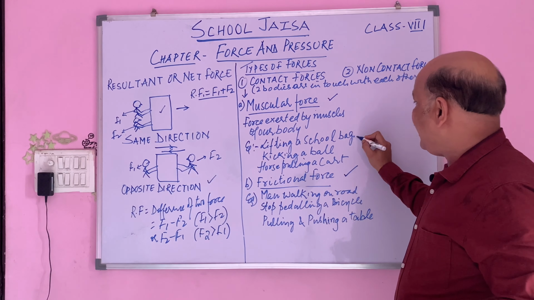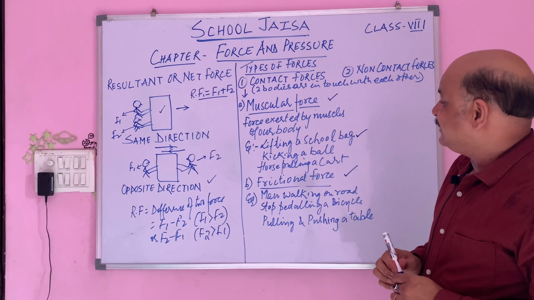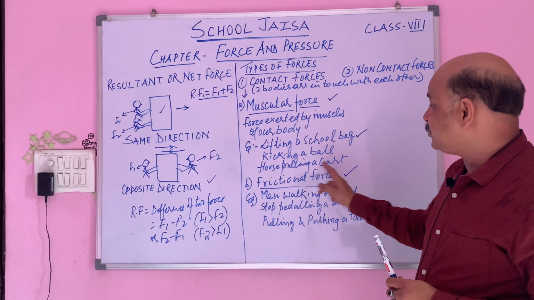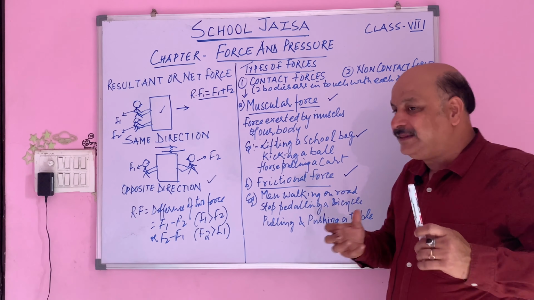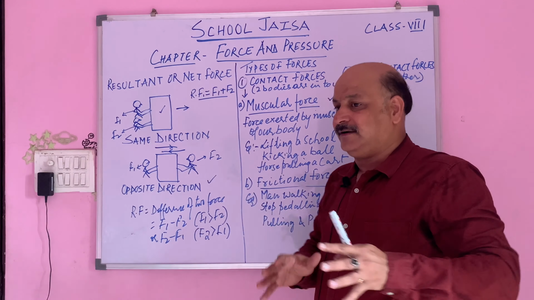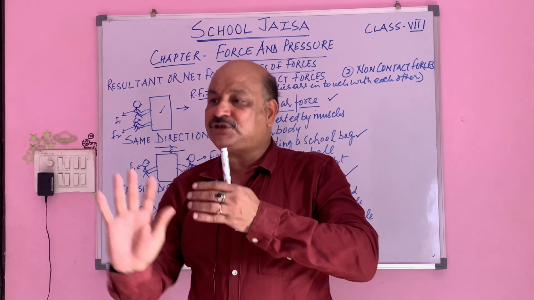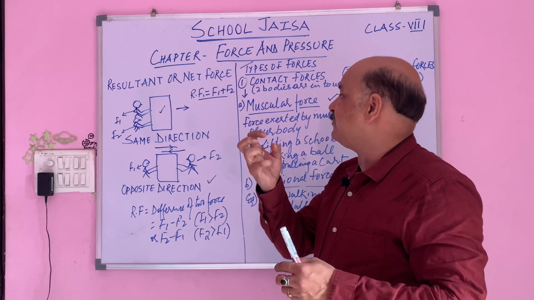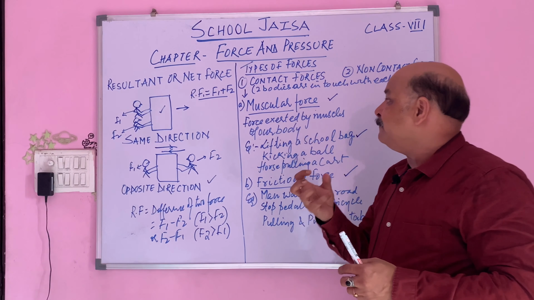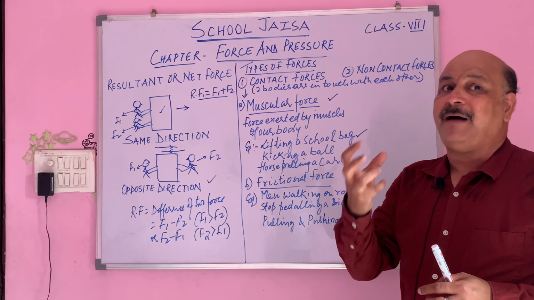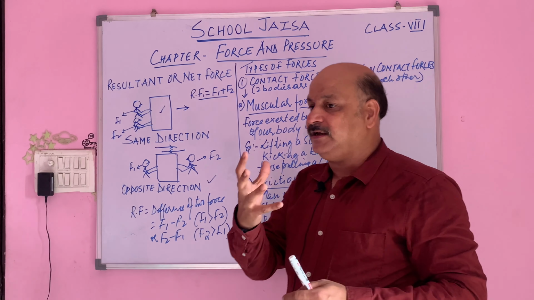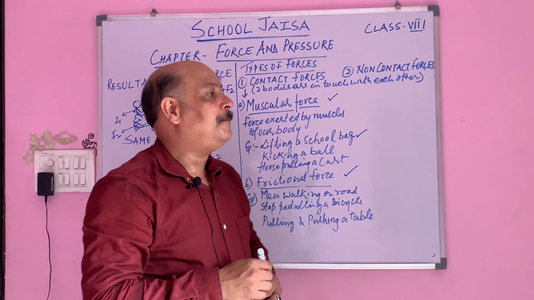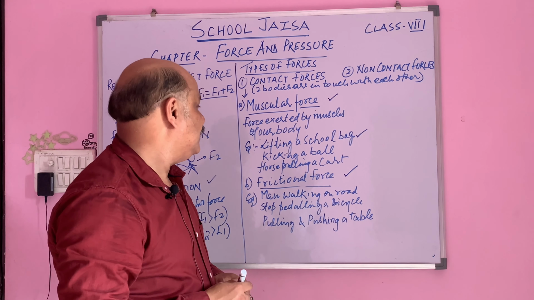The examples I have already explained to help you understand are lifting a school bag, kicking a ball, and a horse pulling a cart. When a horse pulls the cart, the whole weight of the cart is being pulled by what? The horse. So here the horse's muscles are doing some work. The force is exerted by the muscles of the horse's body, due to which we say it is an example of the muscular force.